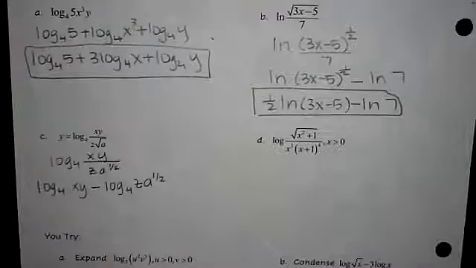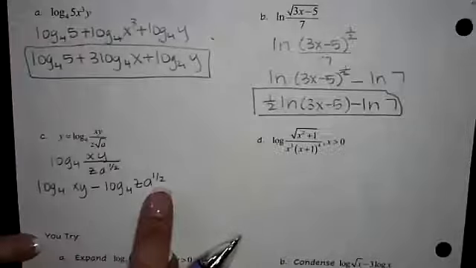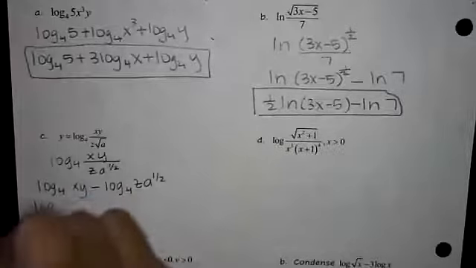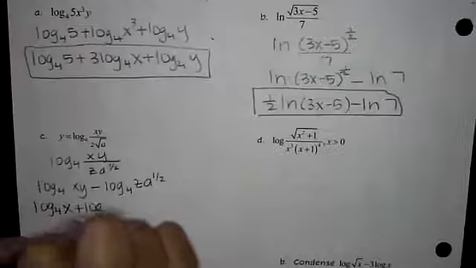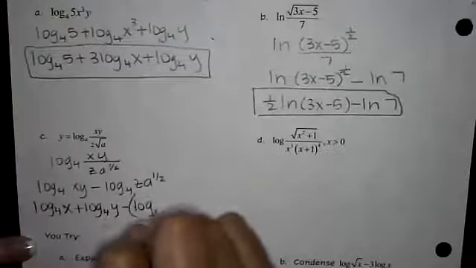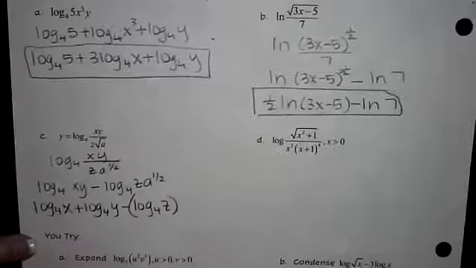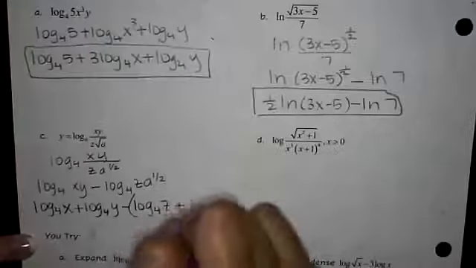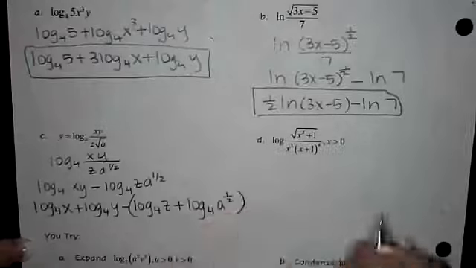This is where this one gets tricky. It is minus this entire thing. So when I expand for these multiplications, I get log base 4 of x plus log base 4 of y minus that whole thing, log base 4 of z, oops, close my parentheses a little early, plus log base 4 of a to the 1/2 power.